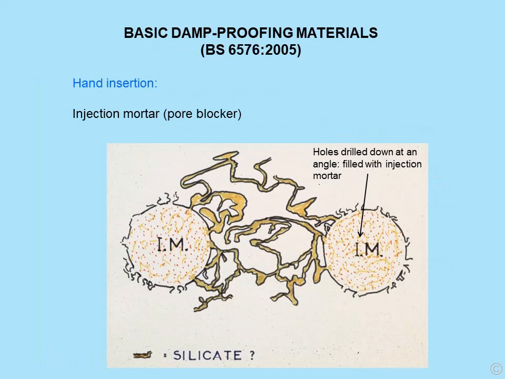Continuing with basic damp-proofing materials, hand insertion is the second one. Injection mortar is a pore blocker, and the way this works is that holes are drilled, rather large holes are drilled in the mortar beds down at an angle of about 30 odd degrees, and the injection mortar is put into the drilled holes and the materials diffuse between the holes in the mortar. The material is a siliconate.